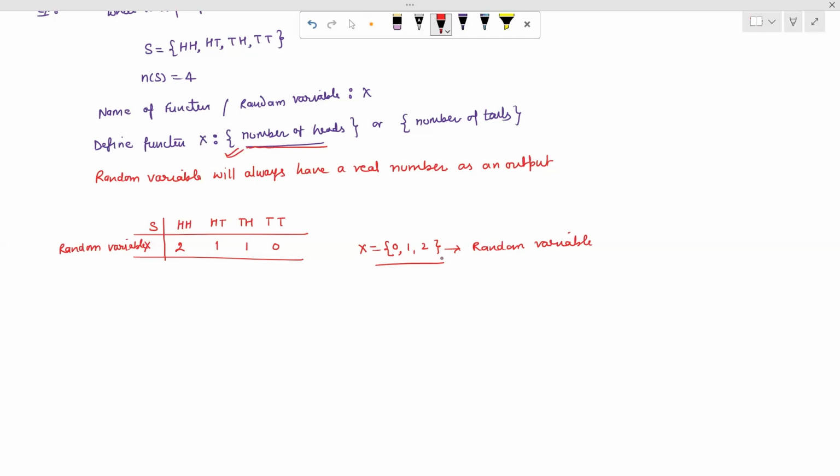Similarly, when we talk about the number of tails, we get the same numbers. For number of tails, we get zero tail, one tail, and two tails. So the random variable remains the same for number of tails.